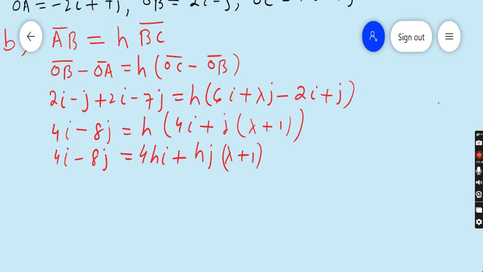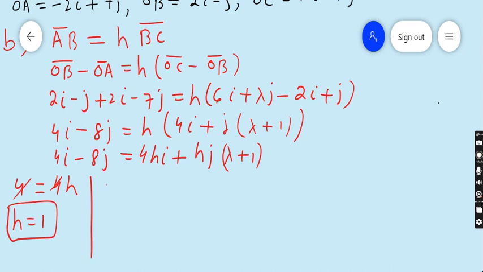Now compare the coefficient of i on both sides. So 4i from the left hand side, 4hi from the right hand side, so 4h. 4 cancels by 4. The value of h is 1.